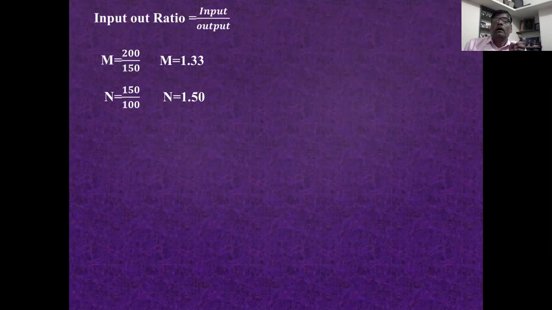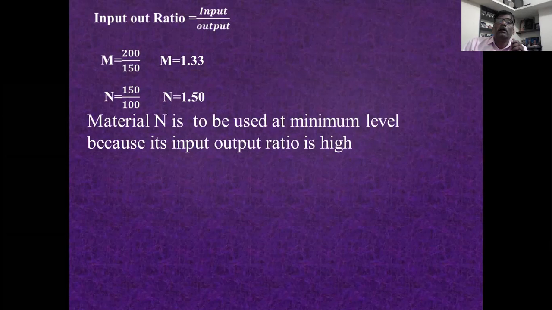Therefore, N will take a large quantity, M will take less quantity. Therefore, M is preferable here. If you use 1.33 kg of raw material, you will get one finished product. N is less preferable, since it costs more. Material N is to be used at a minimum level because its input-output ratio is high.